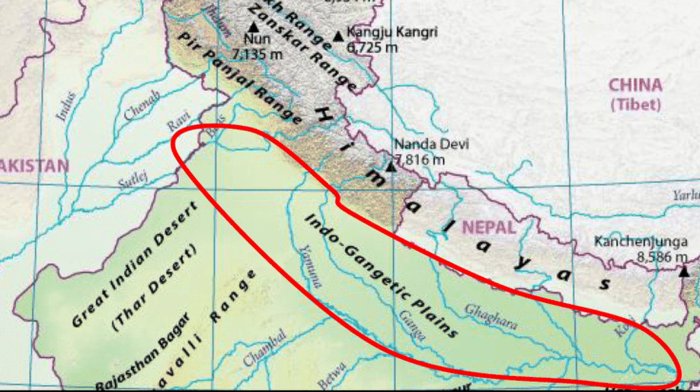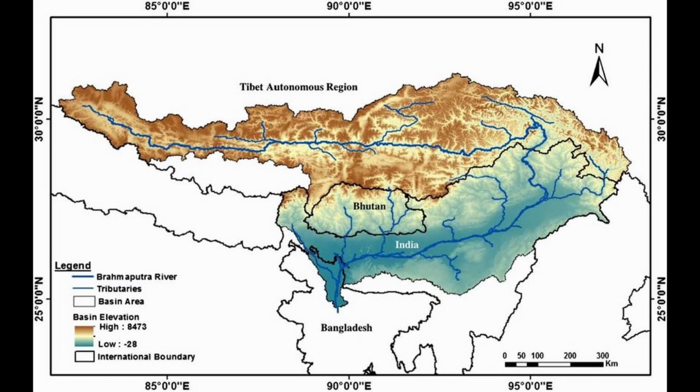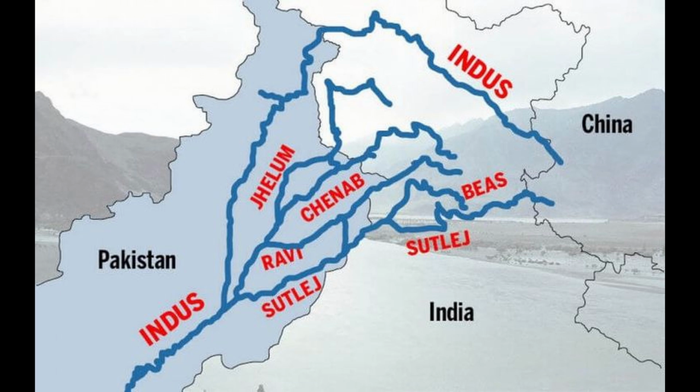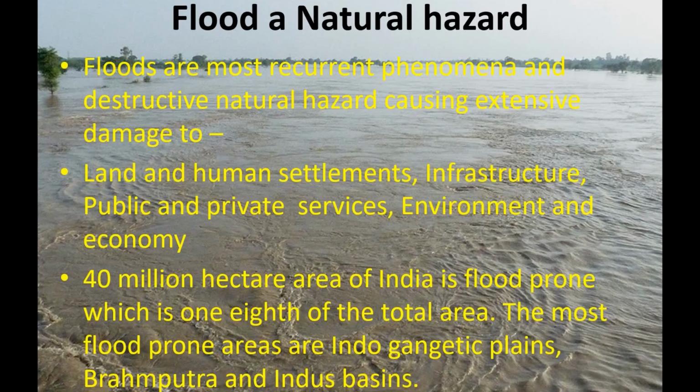The most flood prone areas are also in Indo-Gangetic plains, Brahmaputra and Indus basins. In India, the states affected by floods include UP, Bihar, West Bengal, Orissa, Haryana, Punjab, Gujarat, Karnataka and Maharashtra. However, with the ongoing climate change, it can happen anywhere in the country.